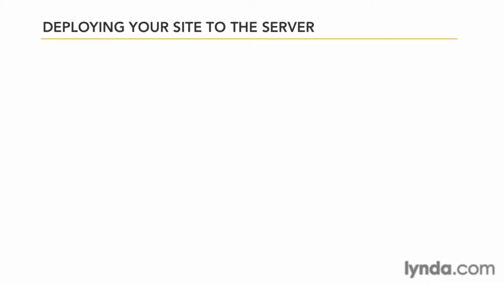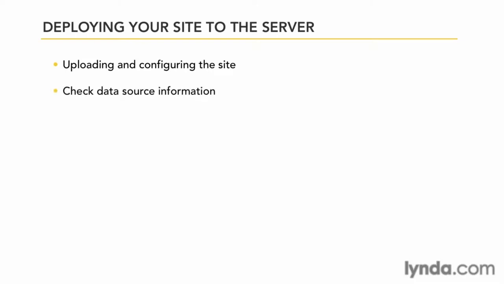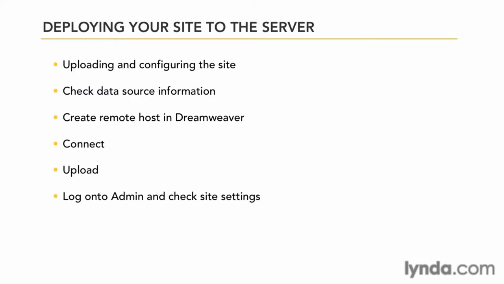Well, we're finally ready to upload our site to the server and actually test it and look at it on the server itself. In order to do that, in Dreamweaver, we're going to check the data source information. We're going to create a remote host. Then we'll connect to the server and upload the site. And then we'll log into the admin and do a last couple of checks. If we get to the admin, we know we're doing okay.